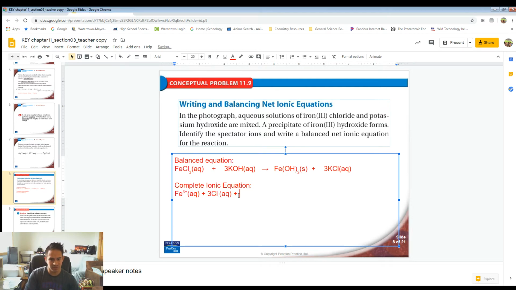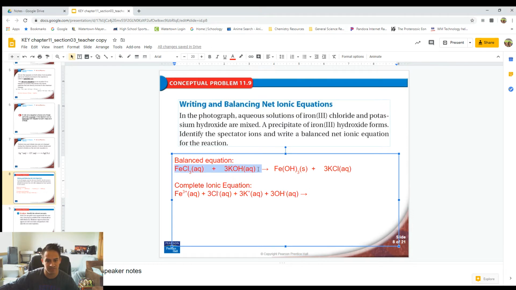Then we have 3 potassium ions, which are K+. Those are aqueous. That comes from right here. And then we have 3 hydroxide ions as well. So 3 OH minus ions, and those are aqueous. So this is so far all of our ions on our reactant side. That's all of this stuff. On our product side now, this thing is a solid, so we will just write that exactly as it is.